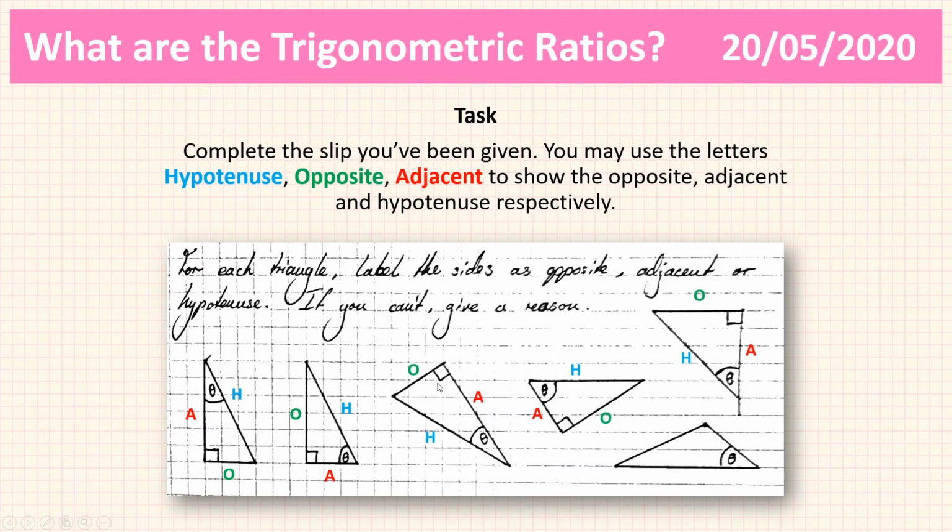So here they are. Hypotenuse is opposite the right angle. Opposite is opposite the angle. Adjacent is the one left over. Hypotenuse is opposite the right angle. Opposite is opposite the angle. Adjacent is the one left over.